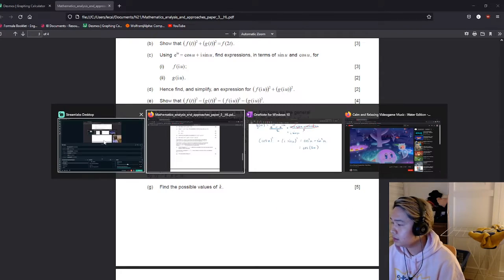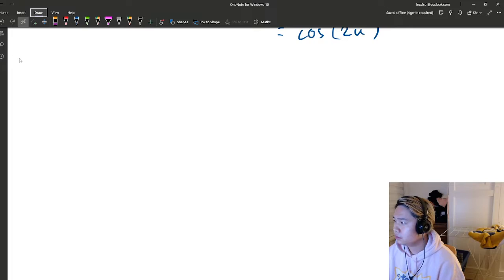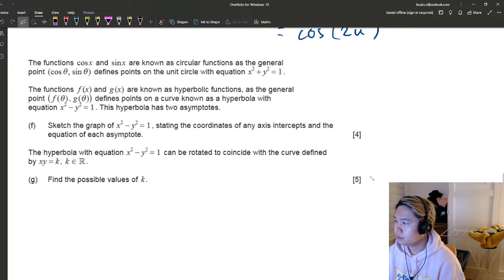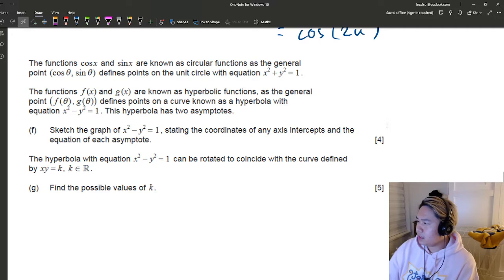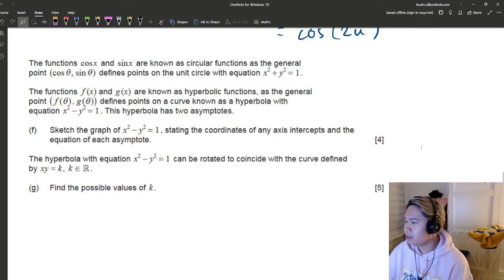So the next ones, the functions cosine and sine are known as circular functions because this coordinate makes a point on the unit circle. And f and g are known as hyperbolic functions. When you combine f and g for an angle as a coordinate, they make points on a curve known as a hyperbola.